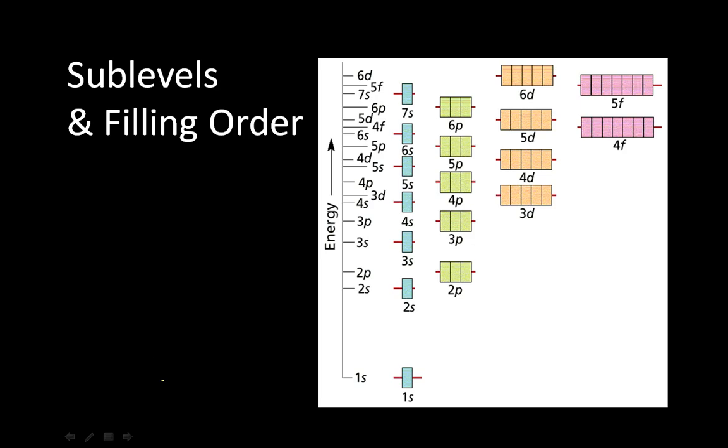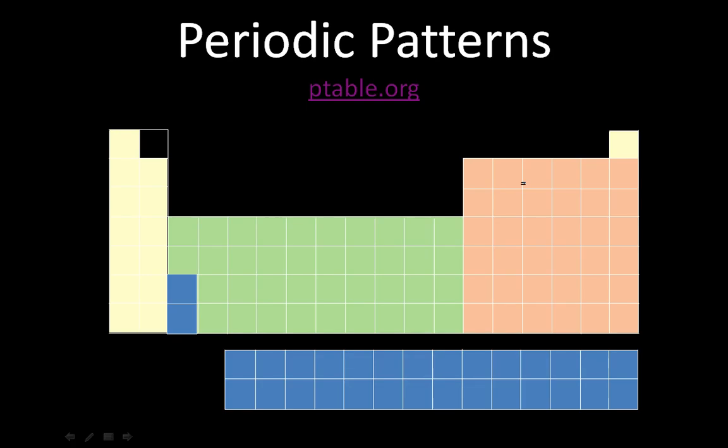Okay, so let's start applying those 3 rules. Oh, actually, you know what? I have a little trick to tell you. Like I said earlier, you don't need to memorize these rules, these orders of the orbitals, to figure out what will fill next. All you have to look at is your handy-dandy periodic table.